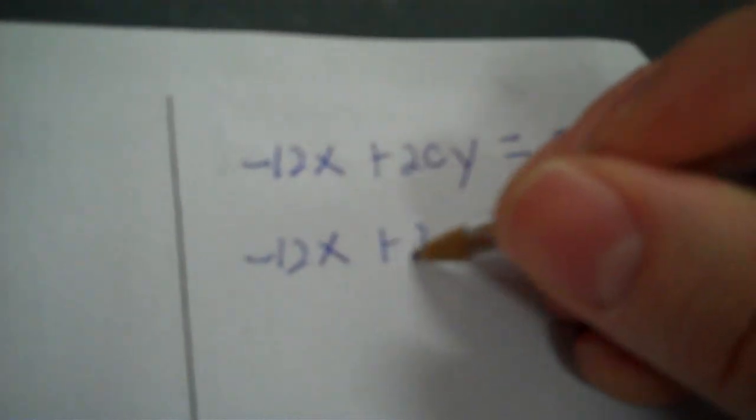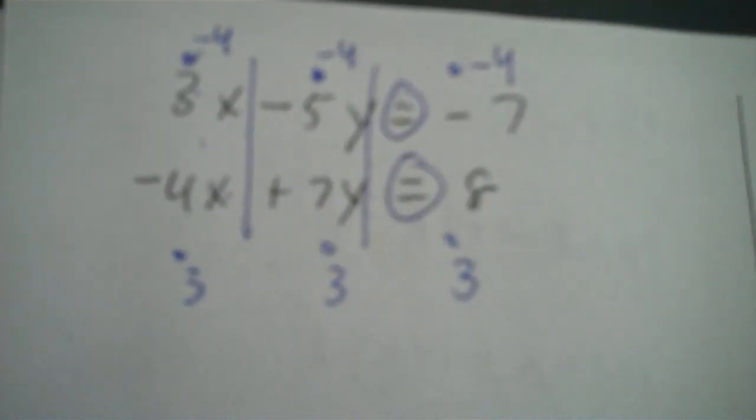Negative 4 times 3 is negative 12x. Negative 4 times negative 5 is positive 20y. And then negative 4 times negative 7 is positive 28. On the bottom, negative 4 times 3 is negative 12x. 7 times 3 is 21y. And then 8 times 3 is 24.